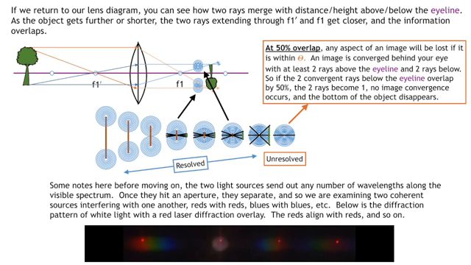So if we return to our lens diagram, you can see how two rays merge with distance and height above and below the eye line. As the object gets further or shorter, the two rays extending through F1 prime and F1 get closer, and the information overlaps. So with further distance or with the object shrinking in height, the projection behind our eye line, those two rays get closer and closer together.